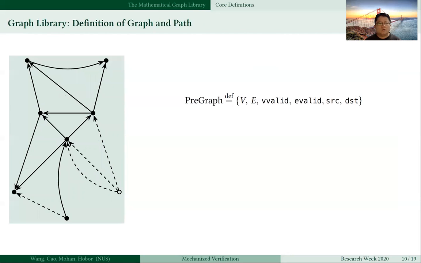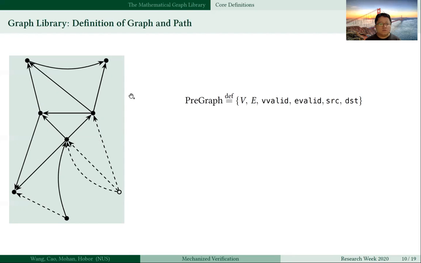First, how to define graph. In mathematical textbooks, a graph is just vertices and edges, but in our formalization, we define graph like this. V is the type of the vertices. E is the type of edges. The source and destination functions take an edge as an argument and return the source and the destination of the edge.